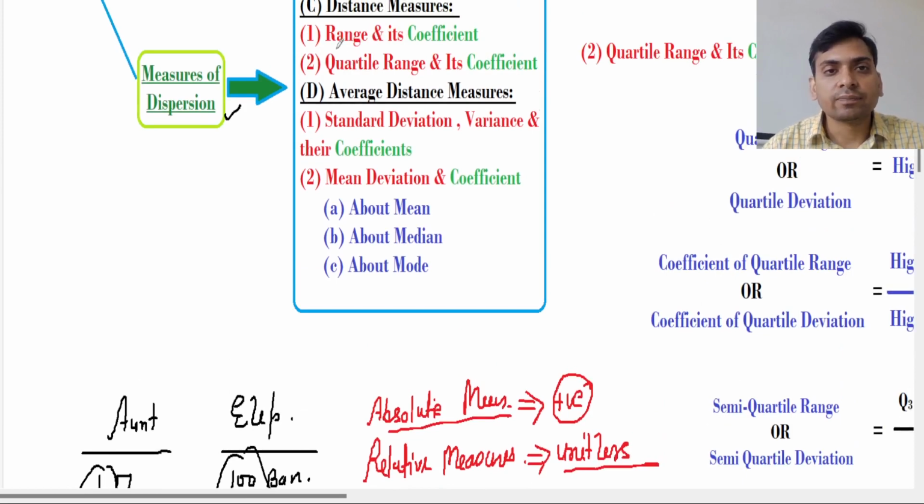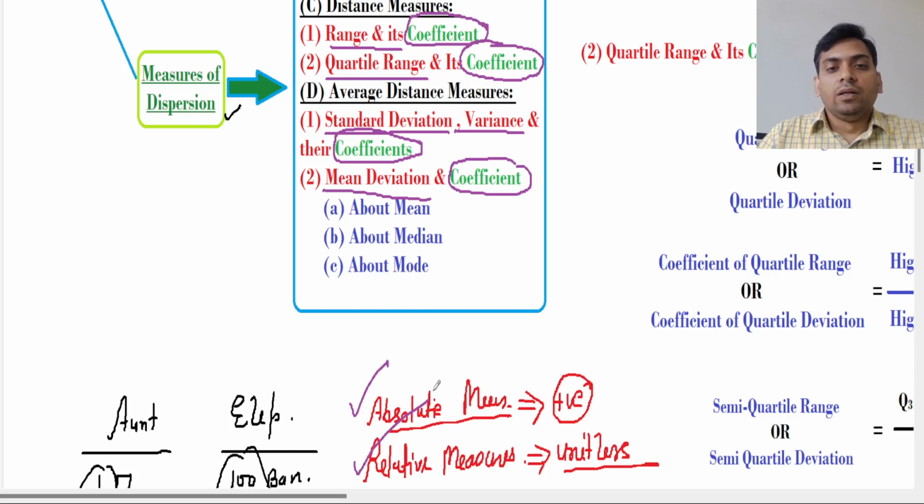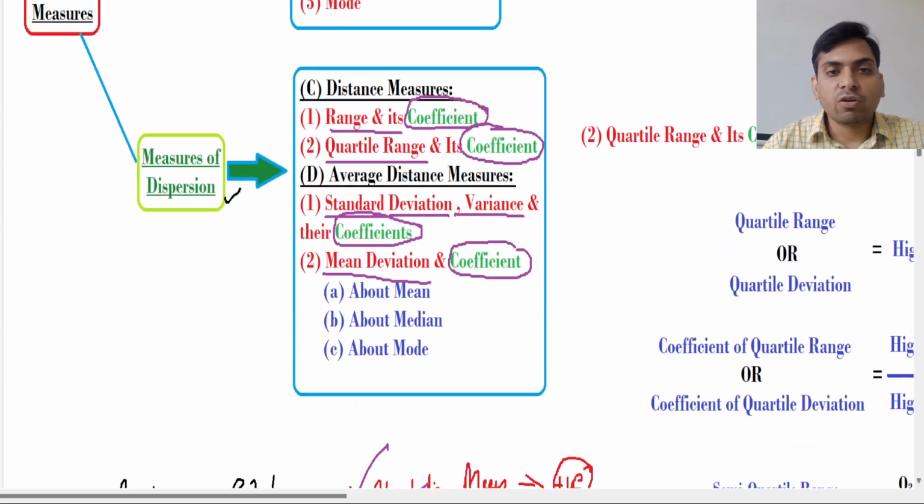So this first one, this range, then this quartile range, this standard deviation and variance also, and mean deviation, all these are absolute measures. And their coefficients, this coefficient of range, coefficient of quartile range, coefficient of standard deviation and variance, and coefficient of mean deviation, these come under relative measures. So this is the classification in measures of dispersion.